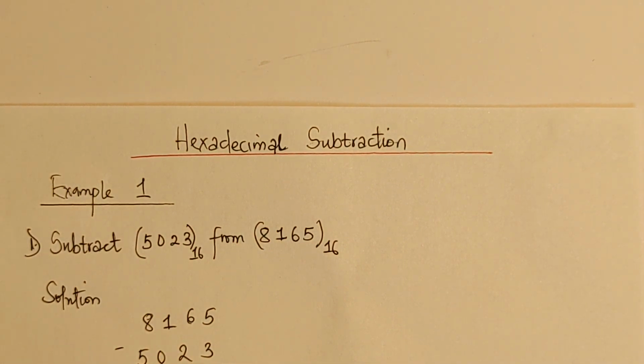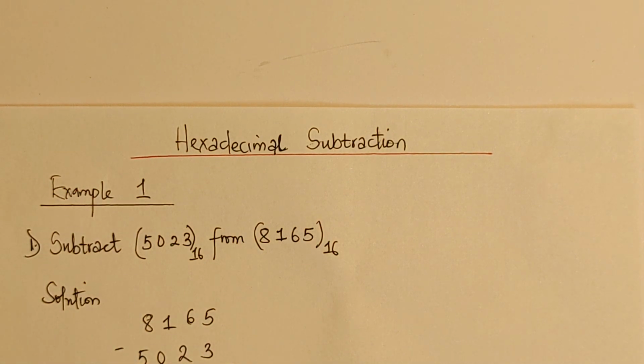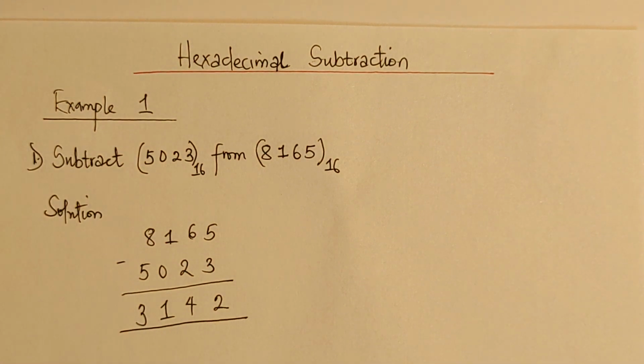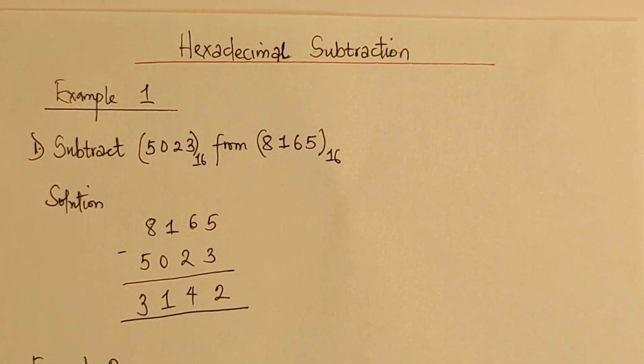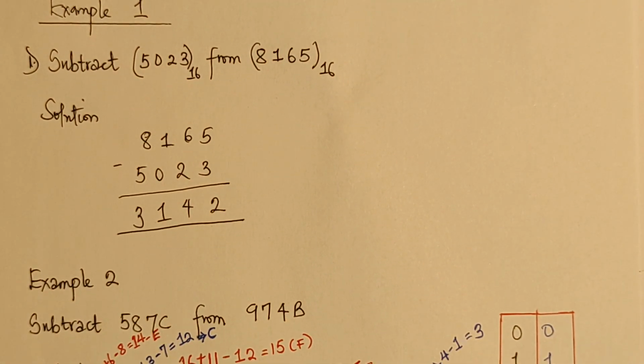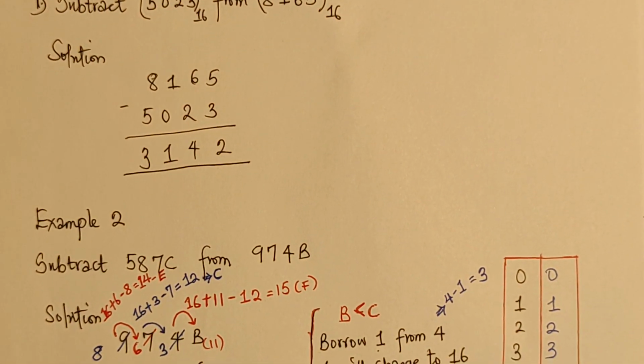This is simple. So 5 minus 3 will be 2. 6 minus 4 will be 2, sorry, 6 minus 2 will be 4. 1 minus 0 will be 1, and 8 minus 5 will be 3. So at the end of the day, we'll have 3142. So let's go deeper with example 2.